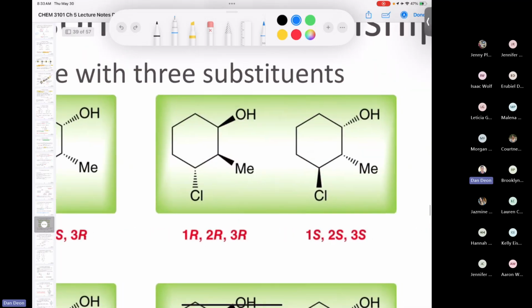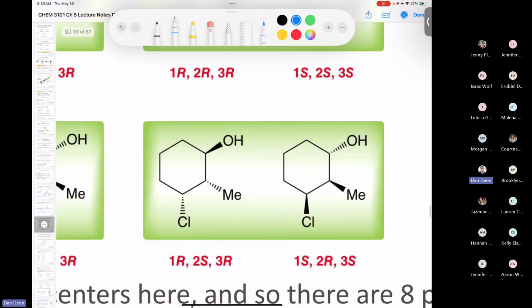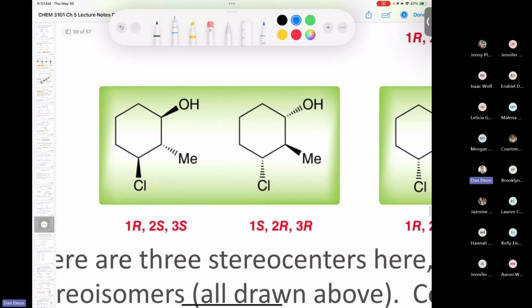Let's look at these two compounds here. Are these two compounds enantiomers? Yes or no? See, the wedge is flipped to a dash, the second wedge is flipped to a dash, the third dash is flipped to a wedge. Yes, so these two compounds are enantiomers. Good, great. Now, hopefully you can see the relationship between all these pairs of compounds.